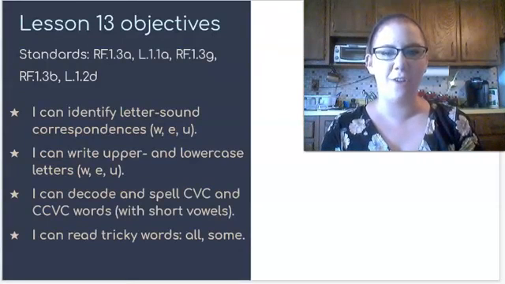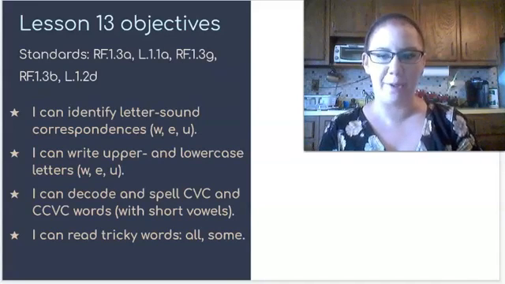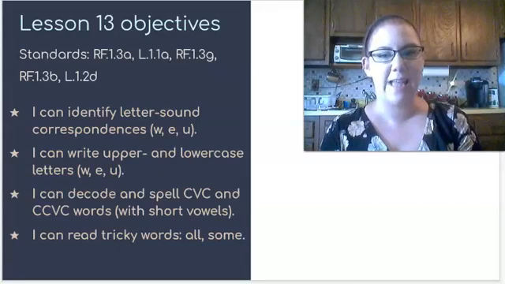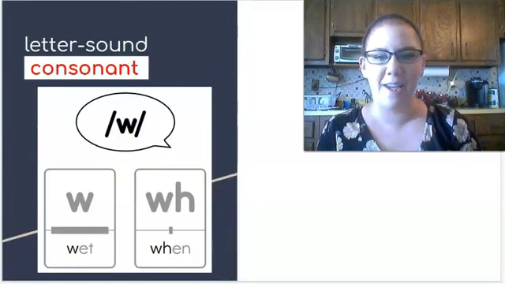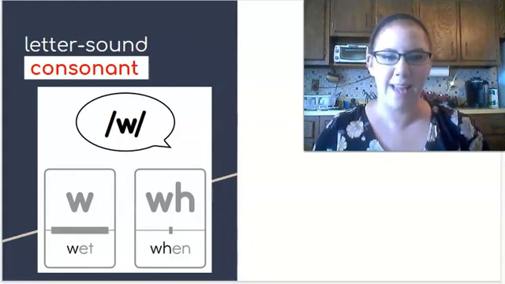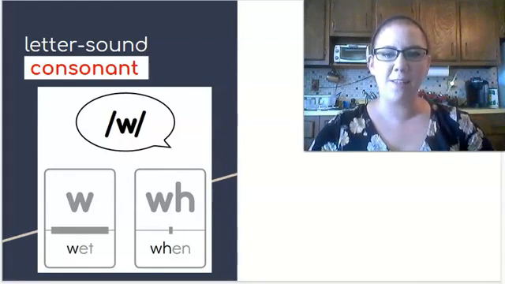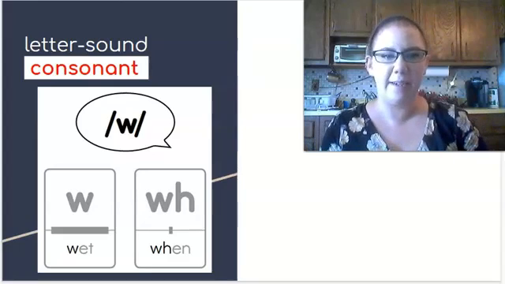Today's objectives are to identify letter-sound correspondences, write upper and lowercase letters, decode and spell CVC and CCVC words, and read the tricky words, all in STEM. We're going to get started by looking in our consonant code flipbook, and we've got some vowels to look at today too. What is the first sound we have here?